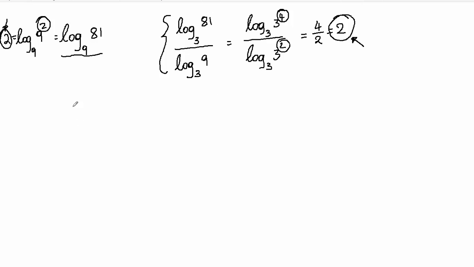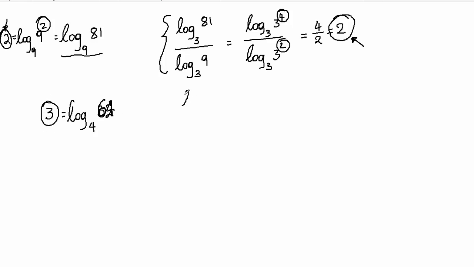Okay, let's see something different. Log with base 4 of 64, sorry, of 64. Let's try this. 64 is 4 to the 3rd, so this is going to be the number 3.